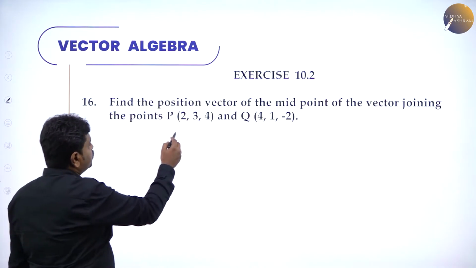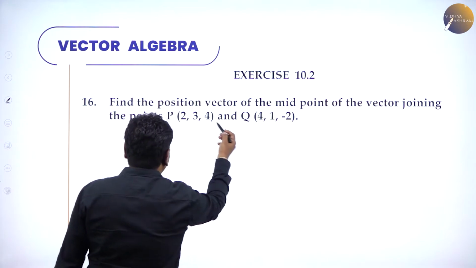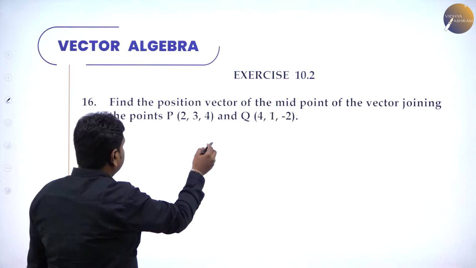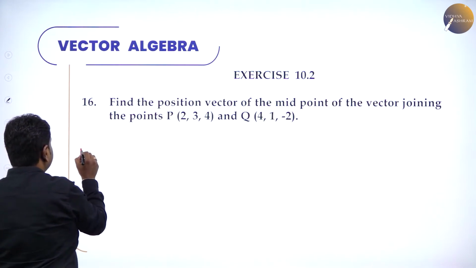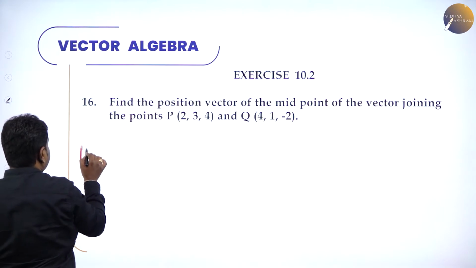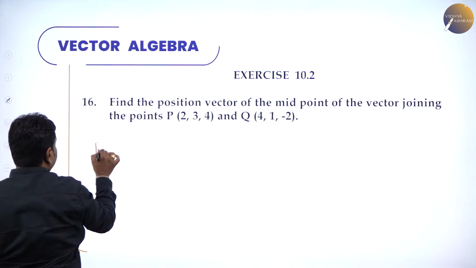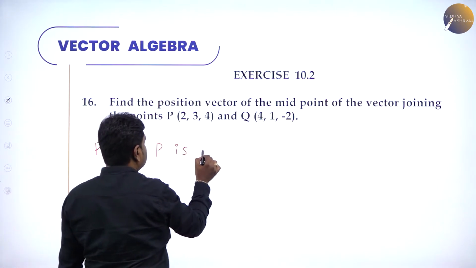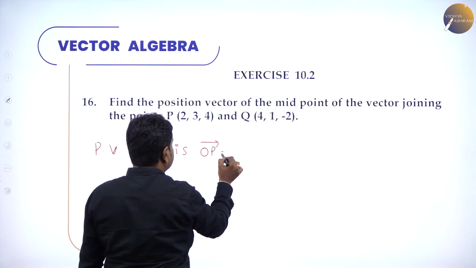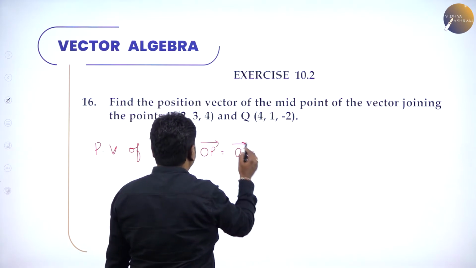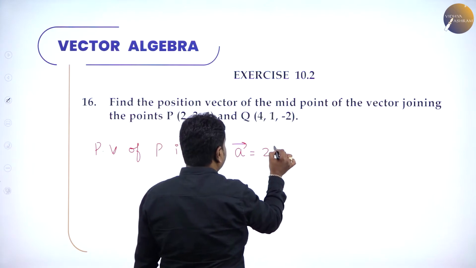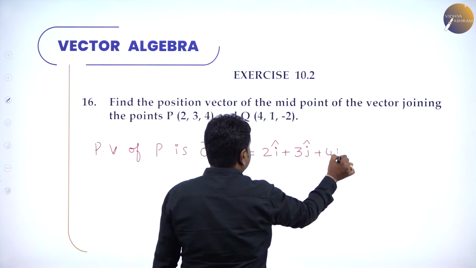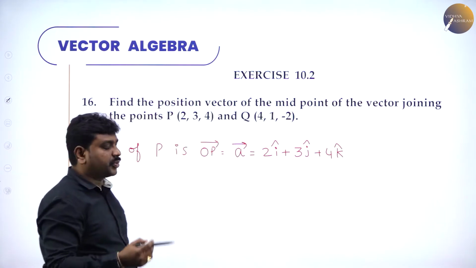Then find the position vector of the midpoint of the vectors joining these two. So interesting. They want you to find the position vector of the midpoint. First, let us write the position vectors. The position vector of P, I call it OP, and OP is called the position vector of P, that is vector A. Put i, j, k for the point, that will be 2i cap plus 3j cap plus 4k cap.